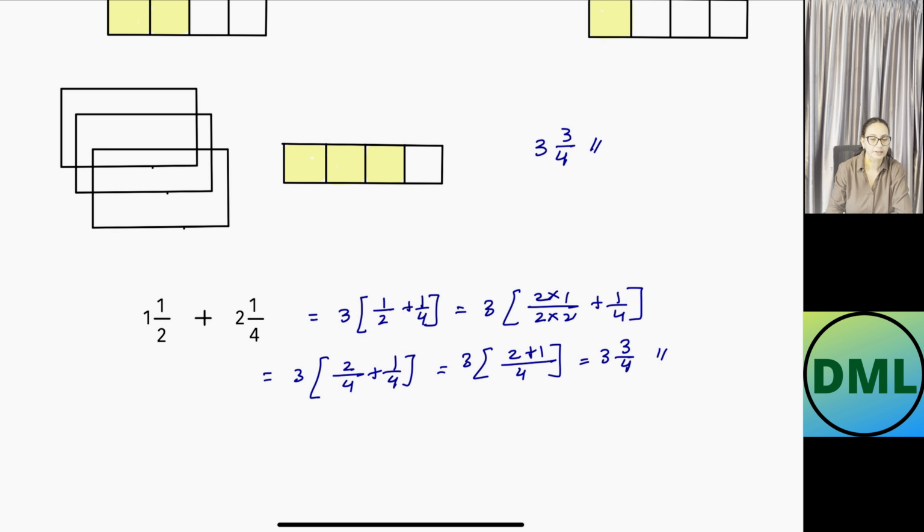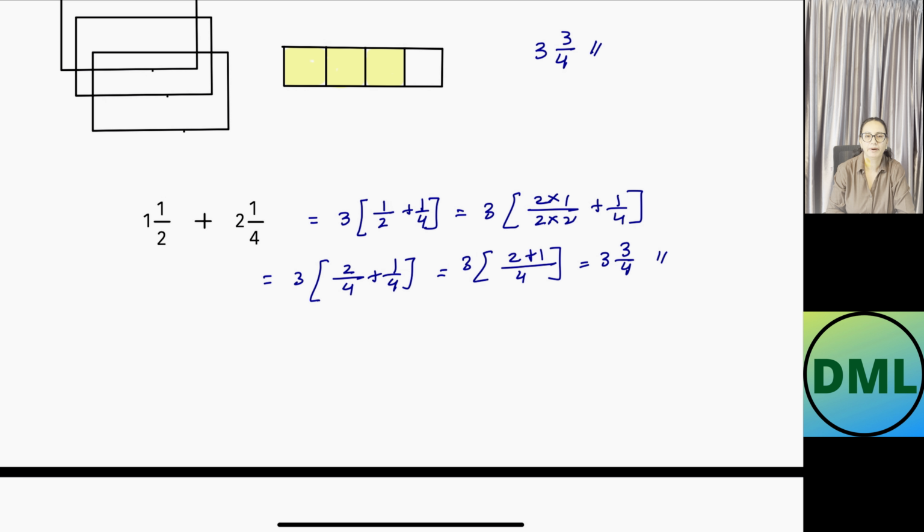That will be my answer. Let's do it with the third method here. 1 1 by 2. I will write 1 1 by 2 as an improper fraction first. How do I write the improper fraction? 2 1s are 2, 2 plus 1, 3. This fraction is written as 3 by 2. 1 1 by 2 will be written as 3 by 2. 2 1 by 4 will be written as 4 2s are 8, 8 plus 1, 9. This will be written as 9 by 4.